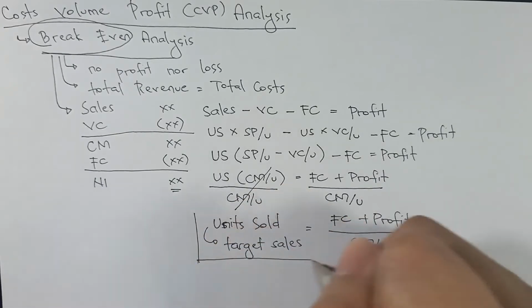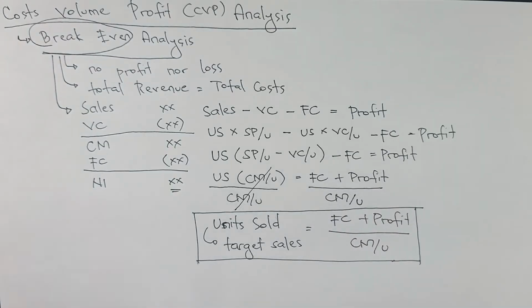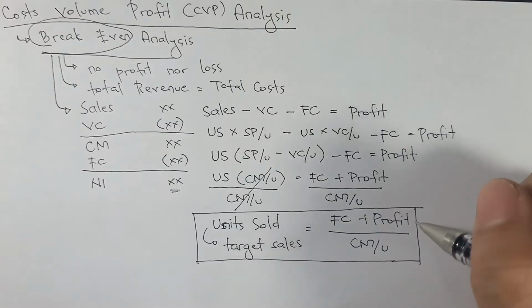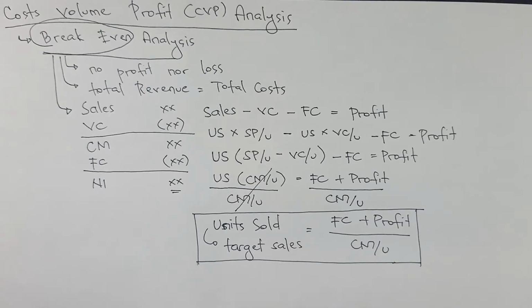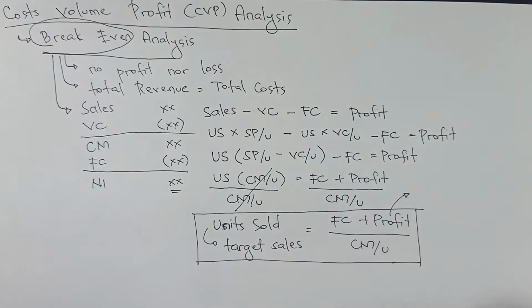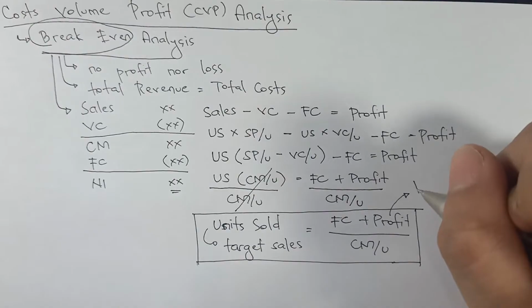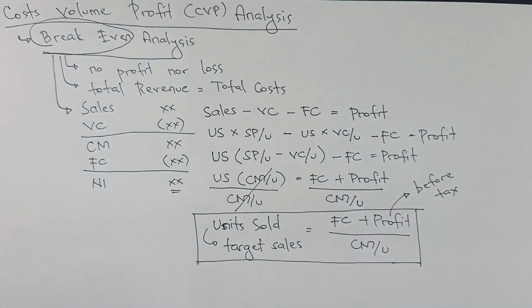Ibig sabihin ngayon, if gusto mong malaman kung ilang units ba ang ibebenta mo para magkaroon ng certain amount of profit, this will be the formula. So, formula now for the target sales, once again, is equal to fixed cost plus profit all over the contribution margin per unit. Pero, always keep in mind that the profit here is always the before tax profit. Once again, the profit here must always be the before tax profit. Meaning, wag mo muna dapat itanggalin yung tax.